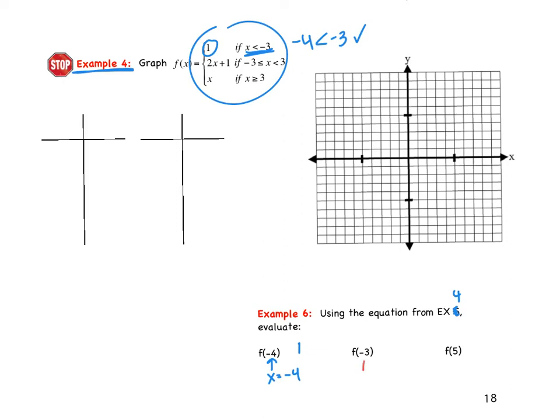If we look at this, x equals negative 3. Is negative 3 less than negative 3? No, so you're not going to use that equation. So we need to figure out, where does negative 3 fall? It falls in here, right? Because we have that equal sign with the x. That's where you want to plug negative 3 into the equation. So we get 2 times negative 3 plus 1. So negative 6 plus 1 will give us negative 5.